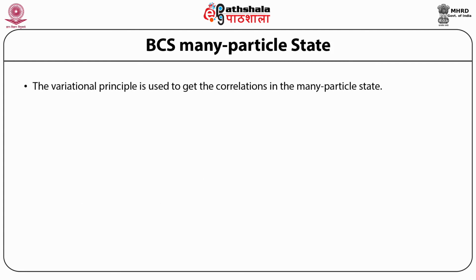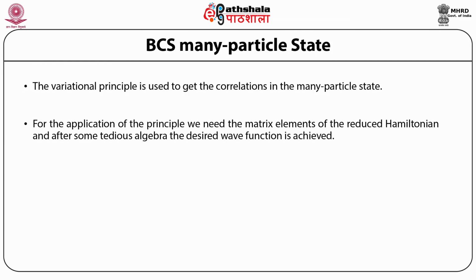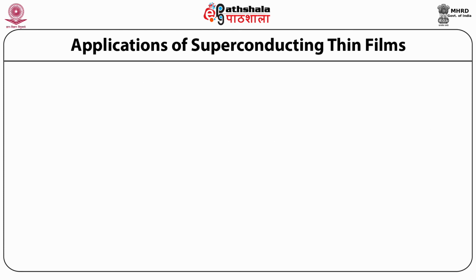The variational principle is used to get the correlations in the many particle state. For the application of the principle, we need the matrix elements of the reduced Hamiltonian, and after some tedious algebra, the desired wave function is achieved. We will now discuss the applications of superconducting thin films.